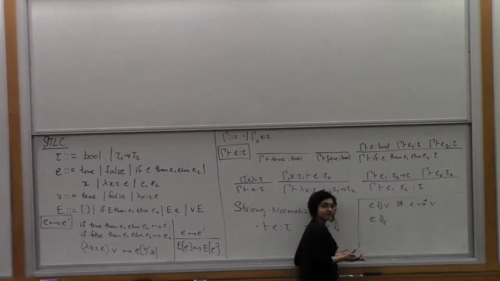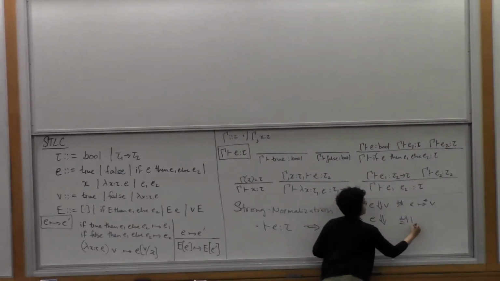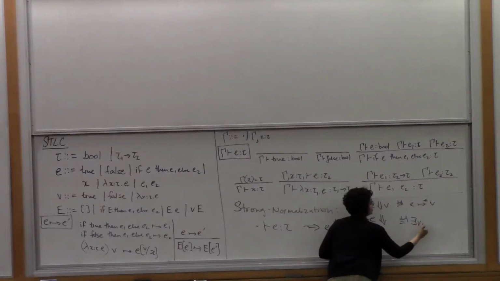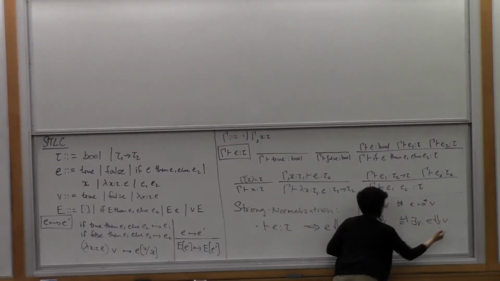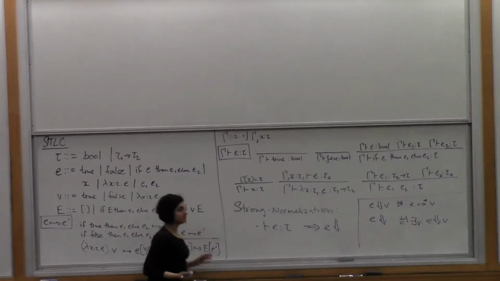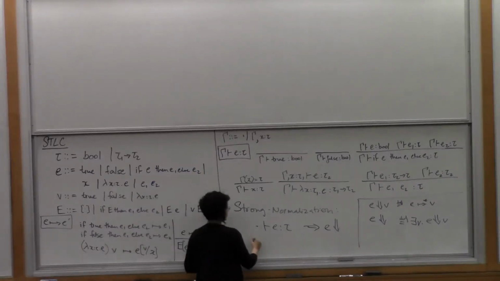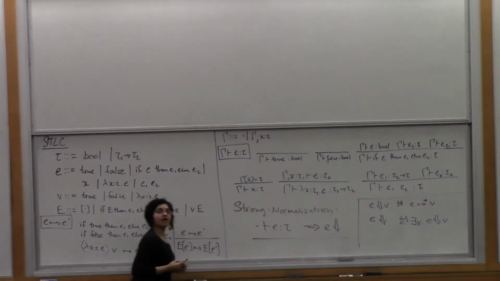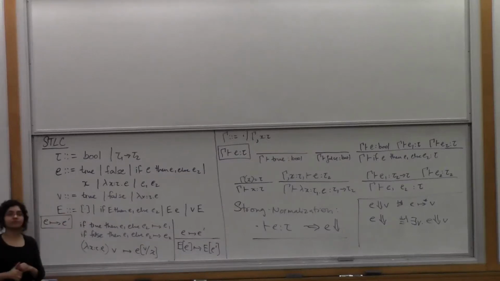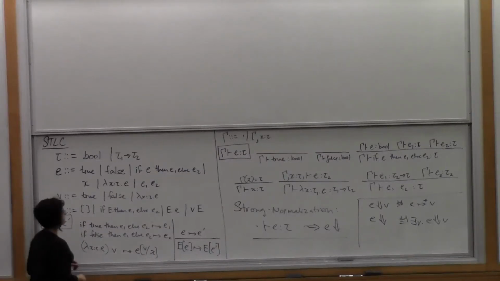And if I write this and omit the V, then what I mean is, sorry, not for all, it means that there exists a value V such that E evaluates to V. So here's the theorem that we want. I'll let you stare at it for a second.